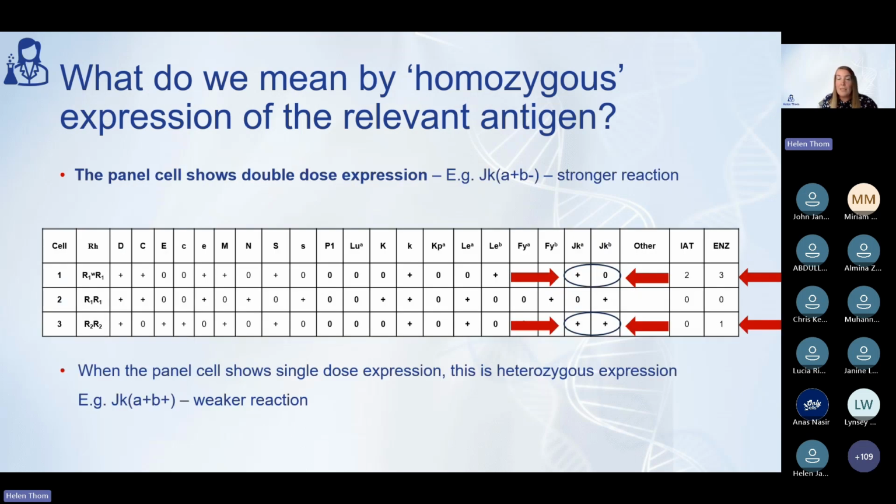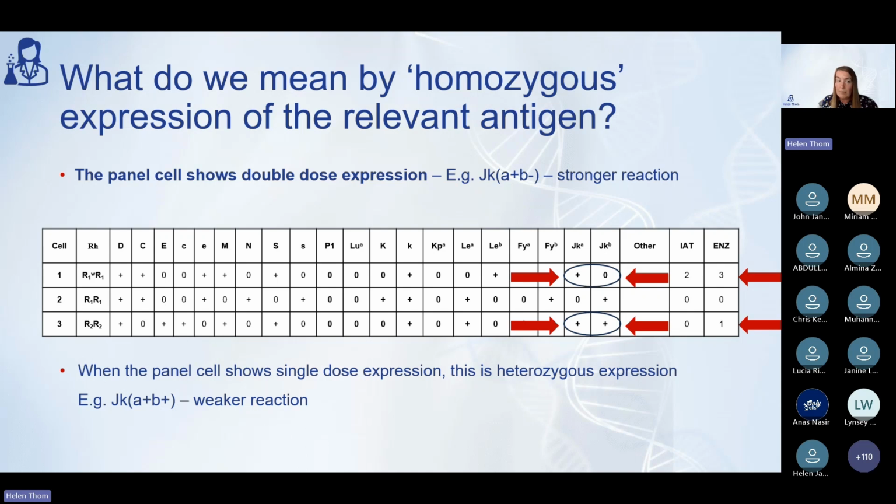So what it means is the cell actually shows double dose expression. So 78% of you got the right answer there. If you got the wrong answer, don't worry about it. This is why we're having this session. So you can see hopefully on the panel cell there, this is what I mean by double dose expression. So this cell here is JKA positive, it's JKB negative, which means the person whose cell this is has inherited 2 copies of the JKA gene. So there's effectively twice as much JKA antigen on there than a single dose cell.